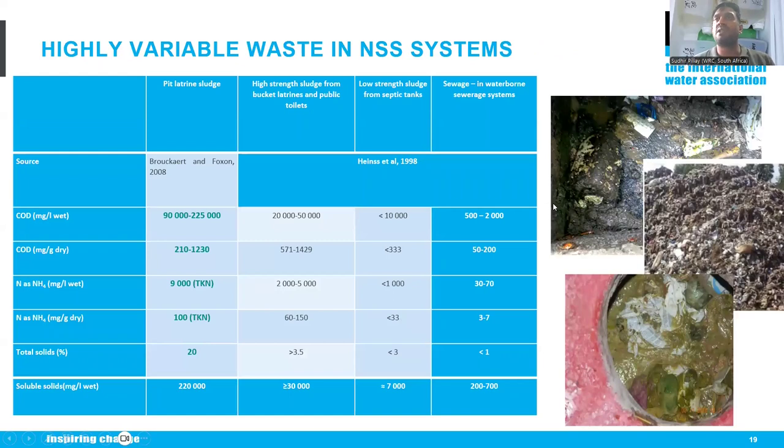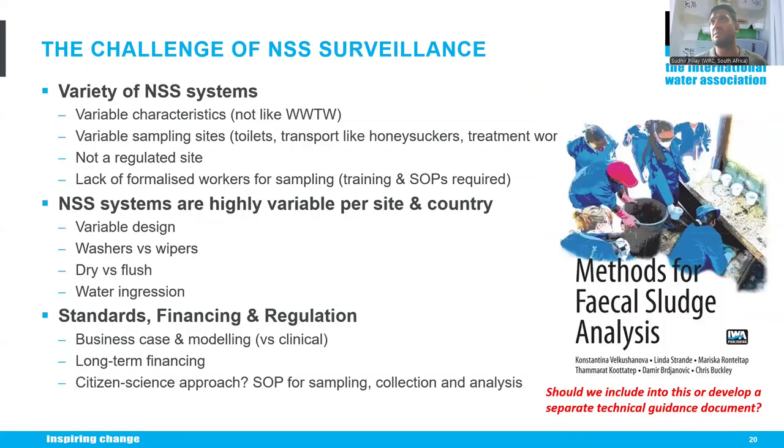This is some of the results you can find online from some papers. If you look on your far right, that's from your sewage and waterborne system. If you just look at COD itself, it's from 500 to 2000. But if you look at sludges, it can be 90,000 to 10,000 or even less. So this is the type of variability that you're dealing with. I also put some pictures of sludges and their variability. You might have solid waste, you might not. You might have people washing, you might have toilet paper. This is the type of variability in non-sewered systems.